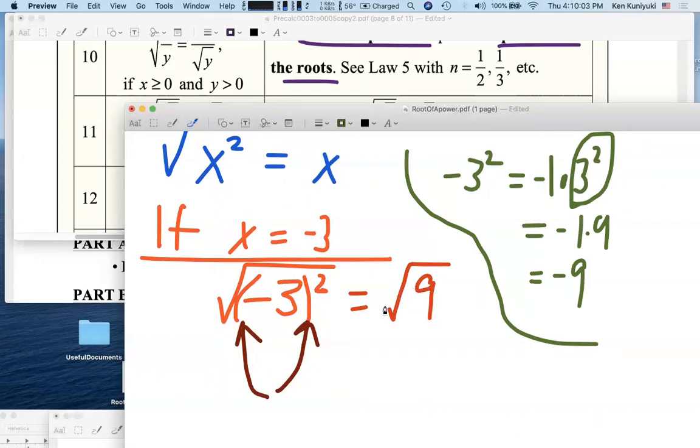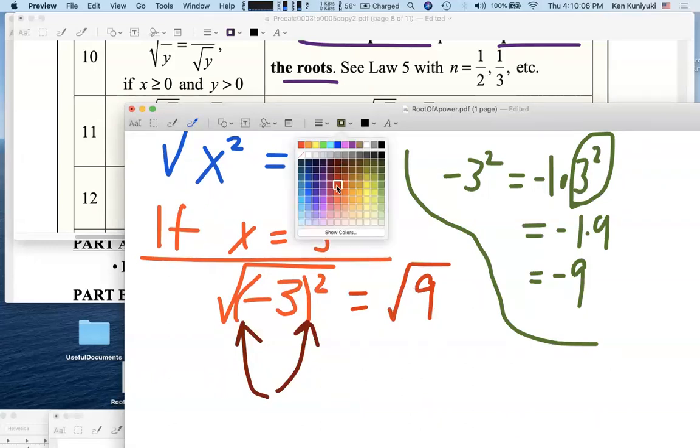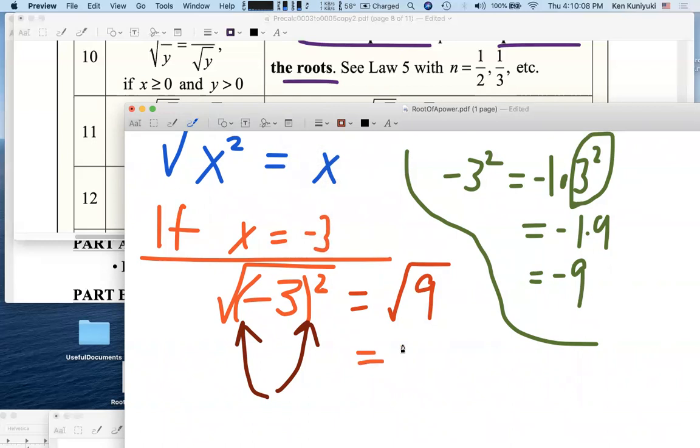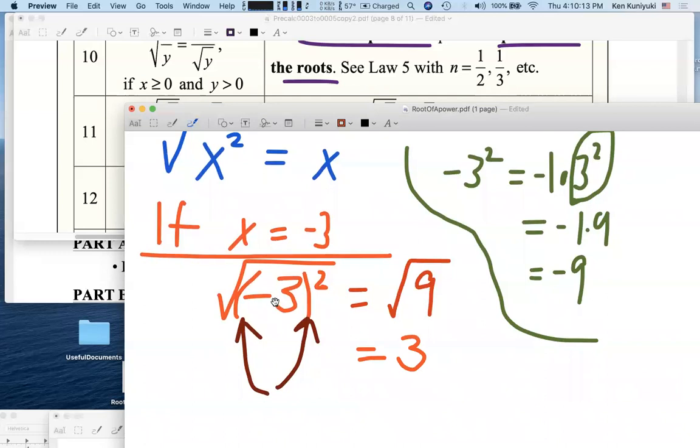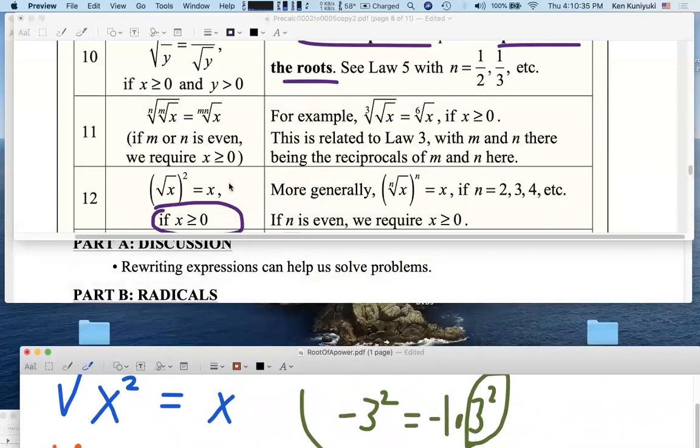Now, what's the principal square root of positive 9? That is going to be positive 3. But wait a minute. We start off with negative 3 inside here. 3 is not equal to negative 3. 3 is the what of negative 3? Well, it's the opposite of negative 3, but it's also the what of negative 3. 3 is the what of negative 3. It's the absolute value. So here's the rule for number 13.